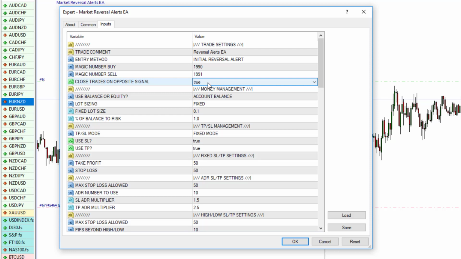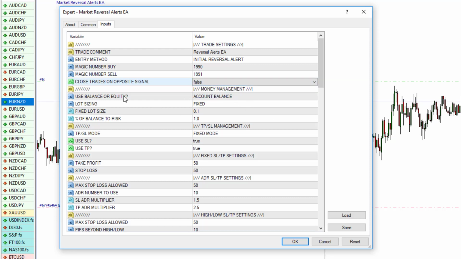Obviously it will use the filters that you set within the EA as well. So if you have the EA filtered with something like a moving average to just take long trades only, and it gets a signal in the opposite direction, it won't take that trade short if your filters are set to take the trades just to the long side. But we'll have a look at the filters in a moment.